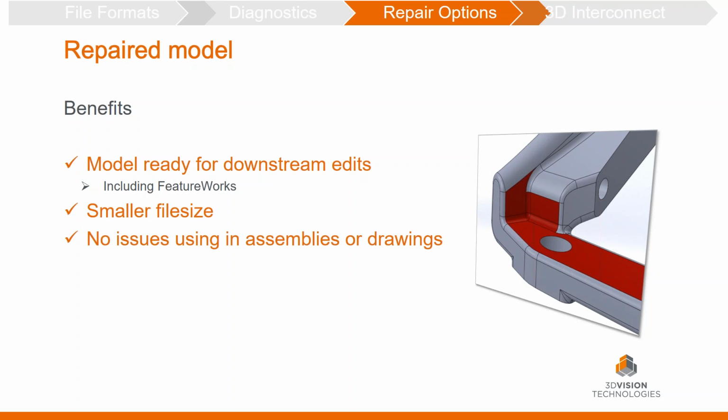So if you leave it as surfaces, or if you have some gaps or things in the model, you may end up finding issues when you try to use mates or places in a drawing view. So we've seen some of those in the past.